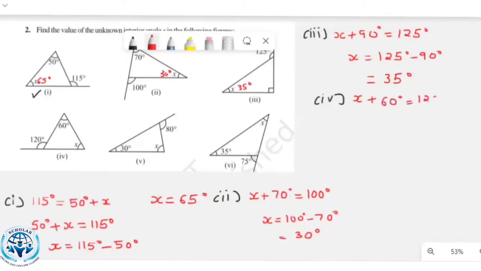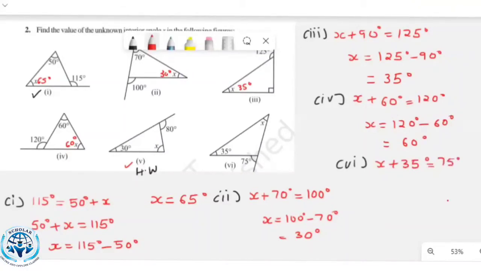The same method will be done in the fourth one to get the unknown angle. The measurement is 60 degree. Fifth one you can do in homework. Now the sixth one. X plus 35 degree is equal to 75 degree and x is equal to 40 degree.